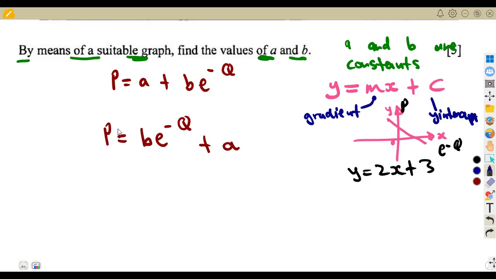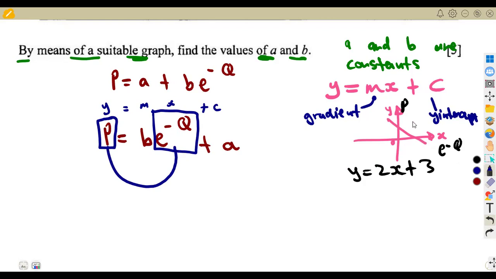Right? So we are going to have the graph drawn for p versus e to the exponent of minus q in the x, just like y is equal to mx plus c. So it's going to be p versus e to the exponent of minus q. Okay? So the m, which is the number affecting our variable, here is what? It's b. So b is representing m.